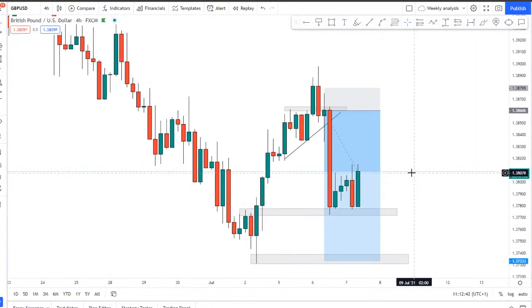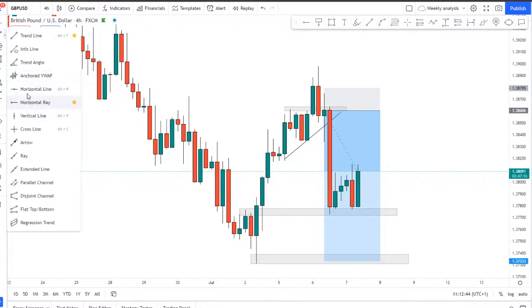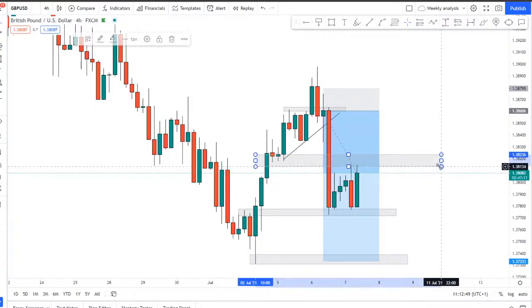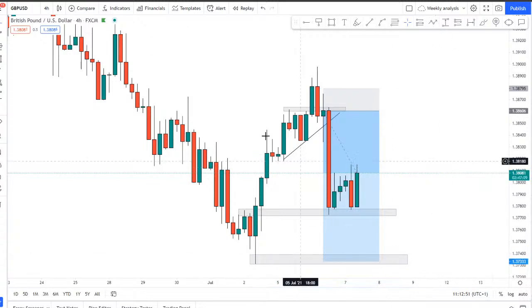So yeah, we could push on. We do have some support turned resistance here, so that could be an area the market pulls into, but I'm not going to exit this one too early.